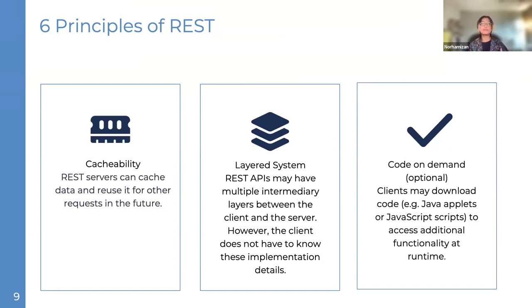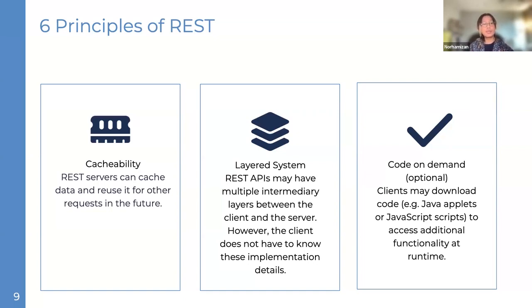And then back then, we used to use a lot of Flash on the browser. So code on demand means that some functions can be downloaded, maybe Java applets or JavaScript scripts, to access additional functionality, meaning that you download the scripts and then you run it in your system. So back then we had Flash games, you would have a loading screen while it loads all the code from the server, and then you would play the game. So that's the 6 principles of REST.